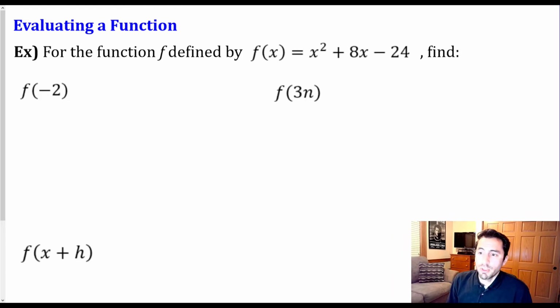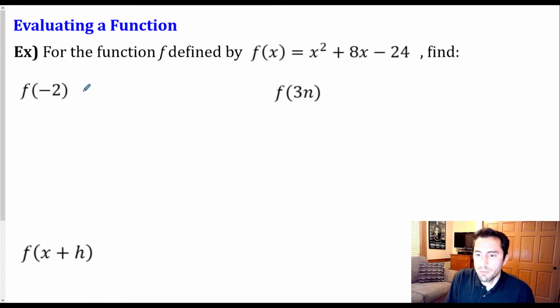It says, for the function f defined by f of x is equal to x squared plus 8x minus 24, I have a couple different ones that I want to find. The first one, I want to find f of negative 2. This notation means I want to know what the result is when I use my function and instead of x, I'm going to use negative 2. What do we end up with?